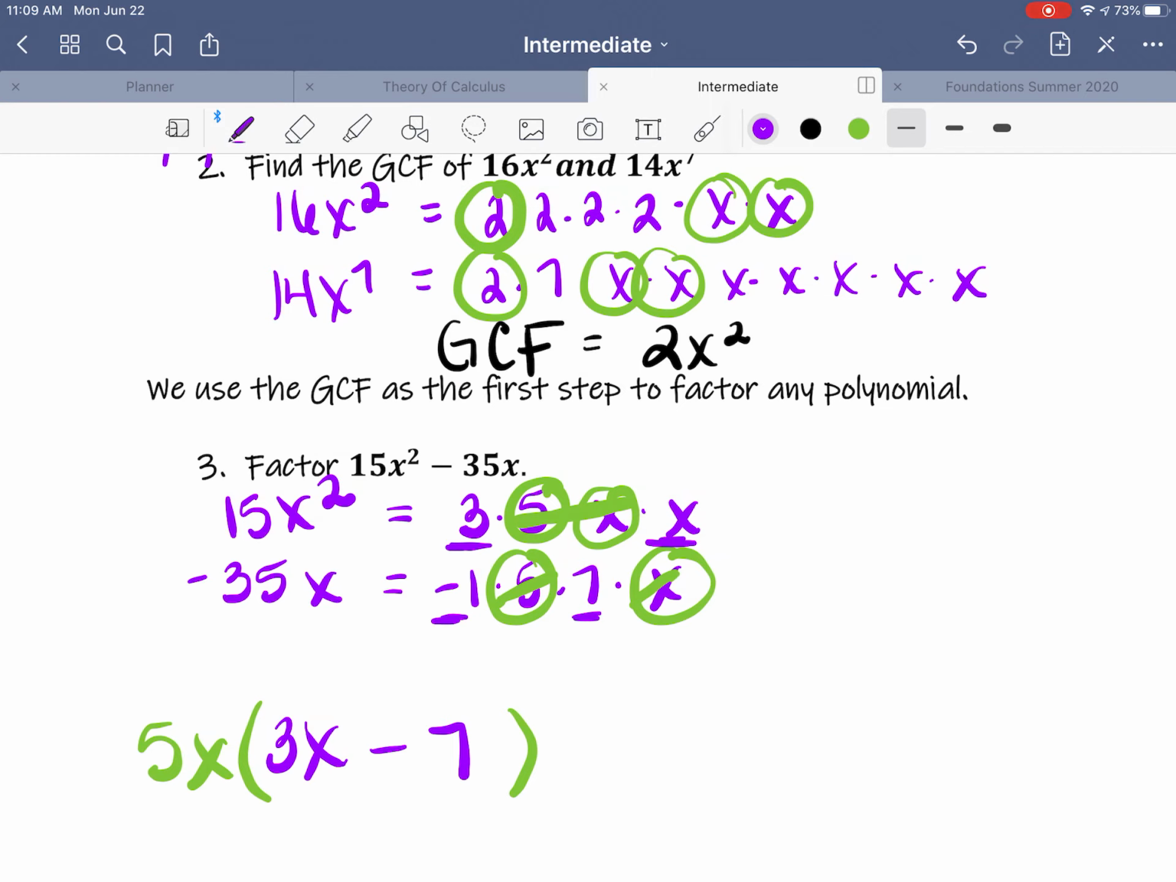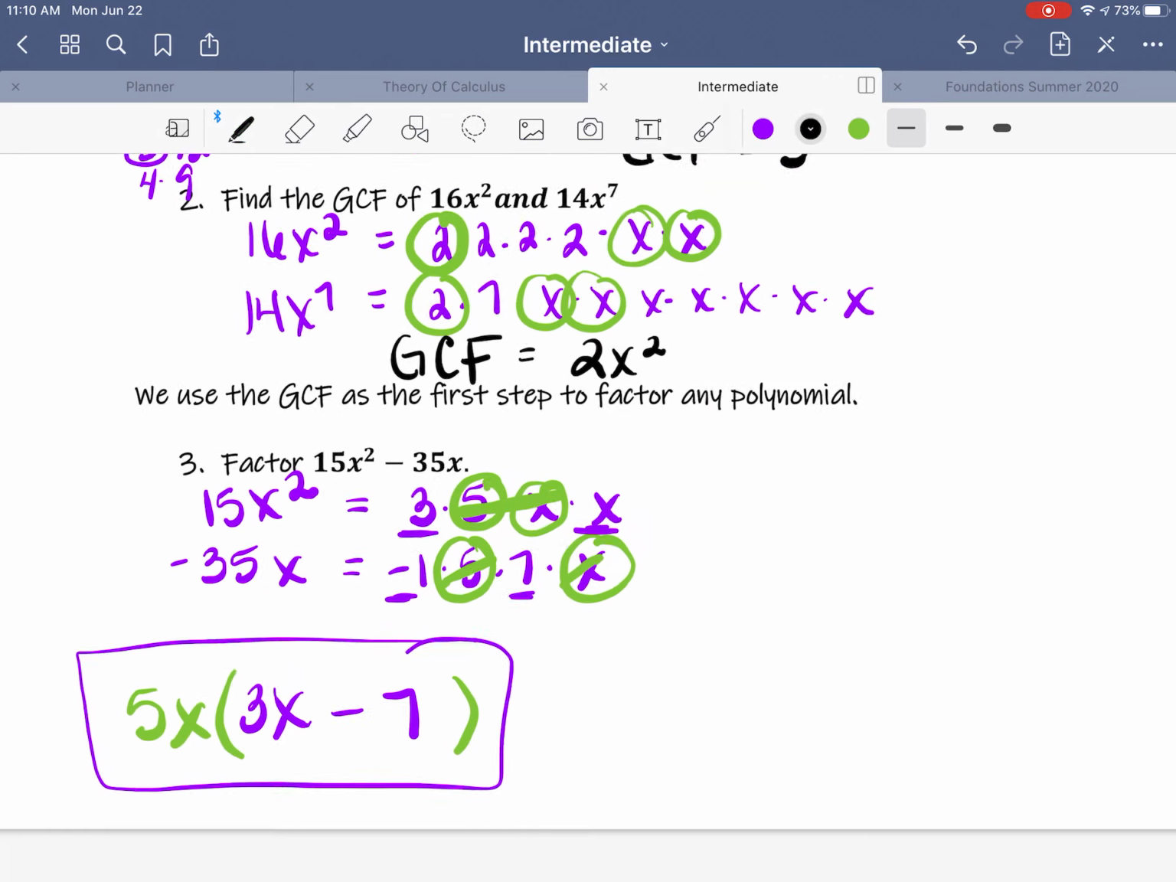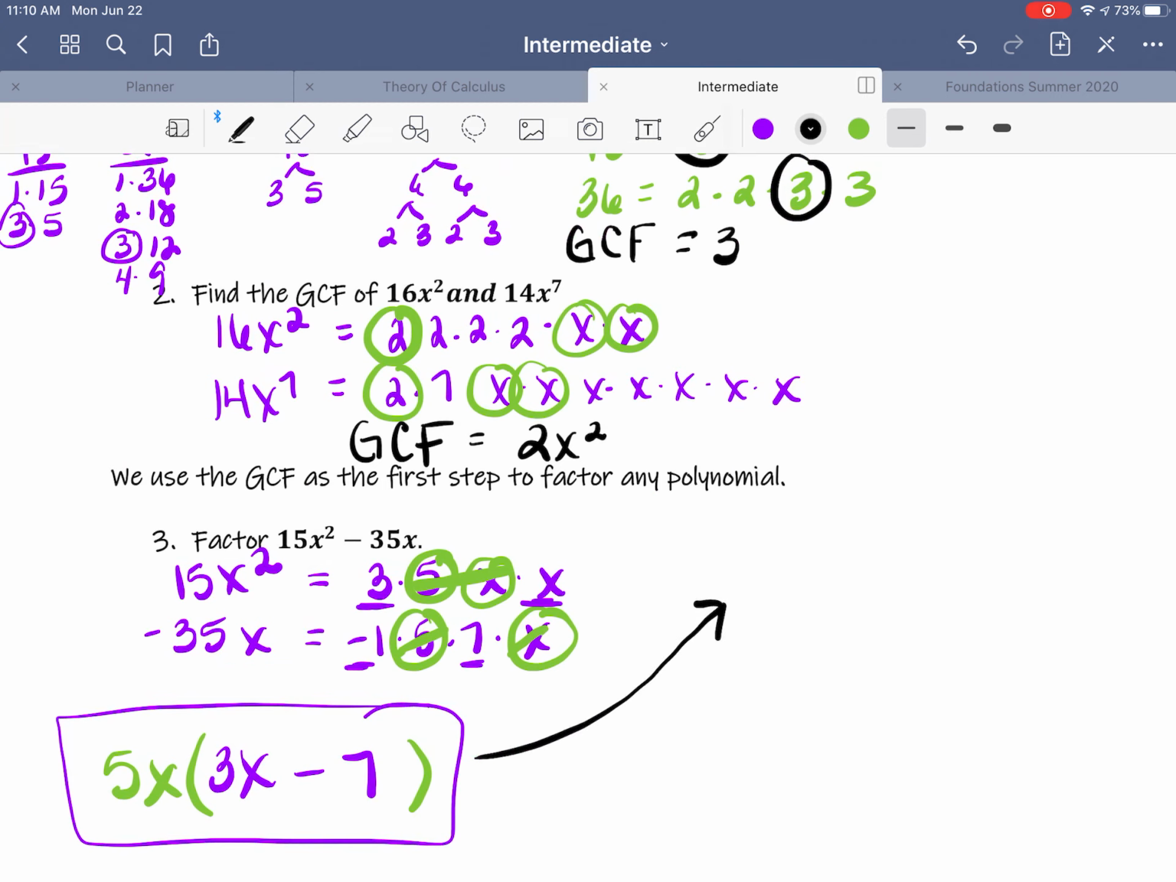So my factored form looks like this, which you might be thinking, that doesn't look like what we started with. And you're right, it doesn't, but it is the same thing. We've just broken it up into two factors. Let's check our answer to make sure that we're on the right track. I do know, using the distributive method, that I can multiply this back out. And when I multiply it back out, I should end up with my original binomial. If I don't, then something's wrong.